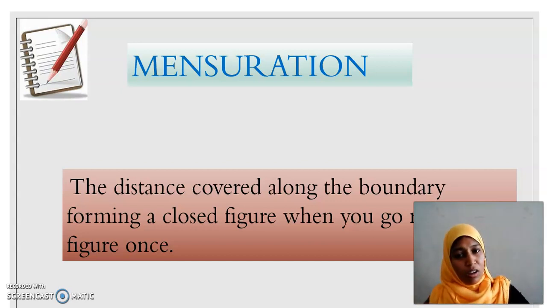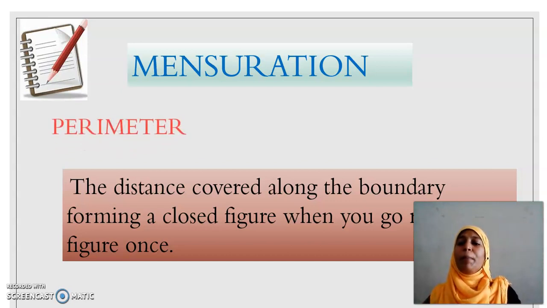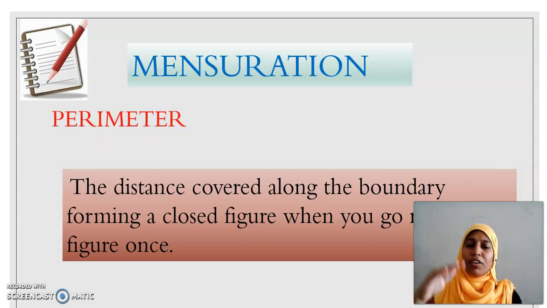The distance covered along the boundary. What word? Very good. You got it. It is perimeter. Okay, you have to take down the definition of perimeter in your classwork note. Is it clear, my dear children?